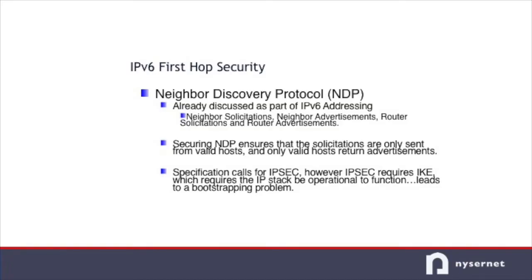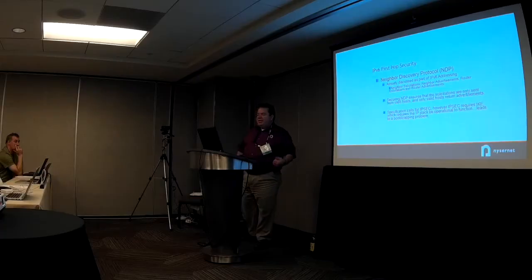So neighbor discovery protocol. Again, that's part of how machines get on the network in IPv6. So you have your neighbor solicitations and advertisements, your router solicitations and advertisements. All of these are ways that people can keep you from getting on the network. So securing NDP means that solicitations are only sent from valid hosts, and only valid hosts return advertisements.